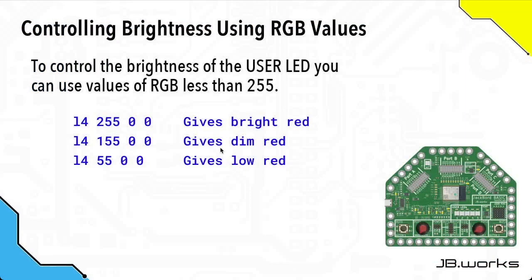So far we've only used the RGB values to control the color of the LED. We can also use them to control the brightness, and you do that by using a value of red, green or blue that is less than 255. So for example, L4 255 gives a bright red, L4 155 gives a slightly dimmer red, and then L4 using only 55 gives a very low red. So by changing the value of each color, you can actually control the level of the color, how bright it is.